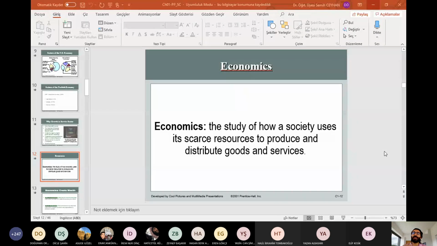So how can we meet these needs? By using our scarce resources, because our resources are not infinite or endless. Yes, we have some energy resources, but they are limited. We have some natural resources, but they are limited. So how can we arrange this economic system to meet all of our needs? This is what economics is about.